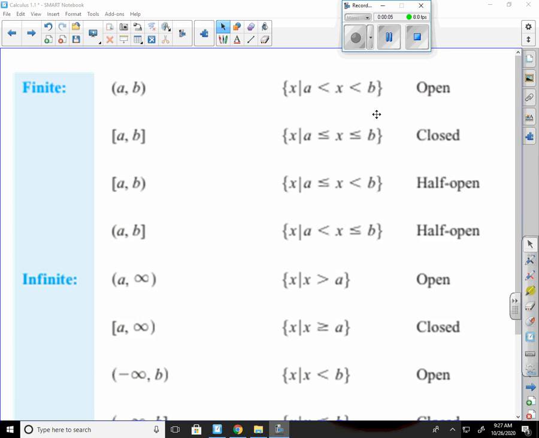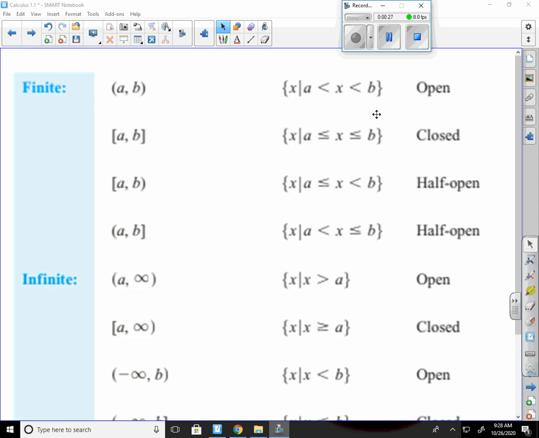Here we have all of our notations for whenever our intervals are open or closed. First one, (a, b), is open in both directions. That's why it has parentheses on both sides. So if it has parentheses on both sides, it's open in both directions.